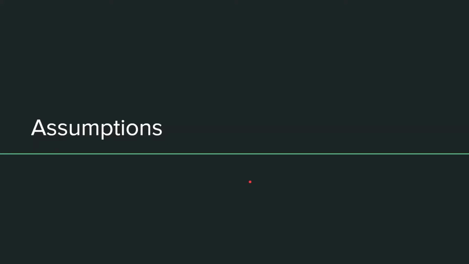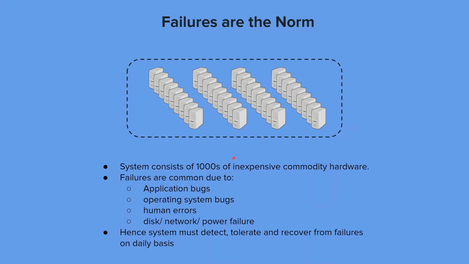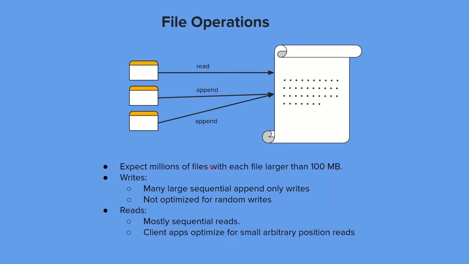Now, before diving into how the Google file system actually works, we'll first go through some important assumptions that the paper makes. The first one is that failures are the norm. This is obvious because the system is made up of cheap servers, and we would expect some of them to always be offline due to some reason. The reasons for failures can be anything like application bugs, operating system bugs, human errors, disk, network, or power failure, etc. Due to this, the system must detect, tolerate, and also recover from such failures on a daily basis.